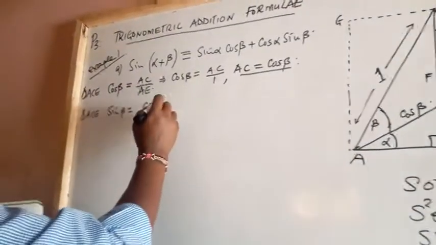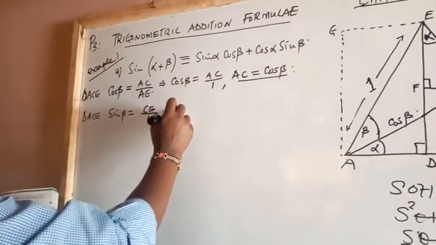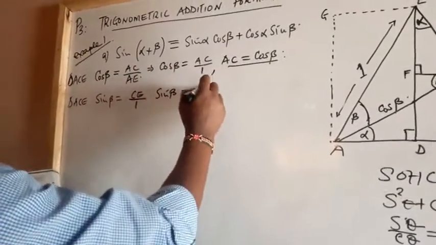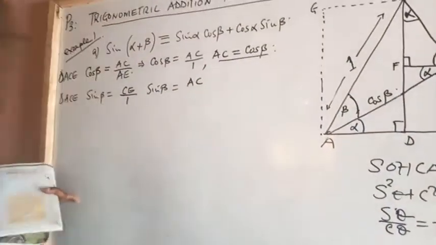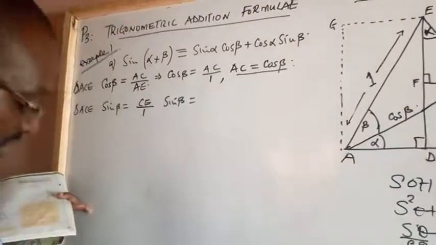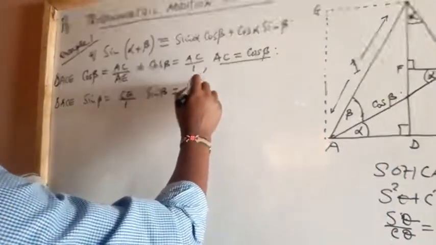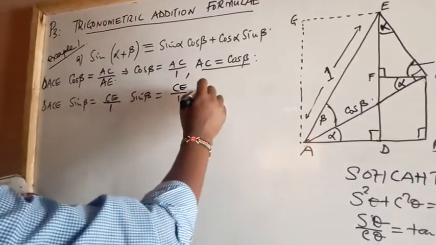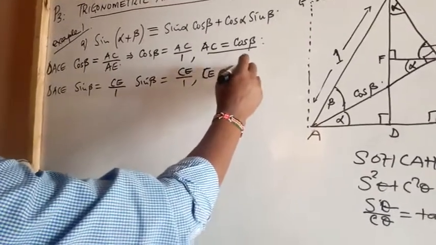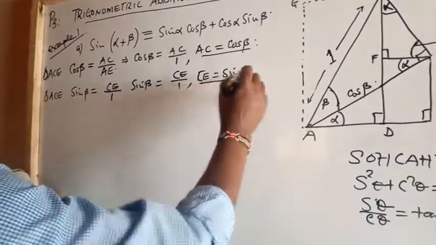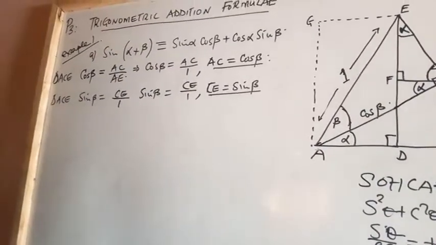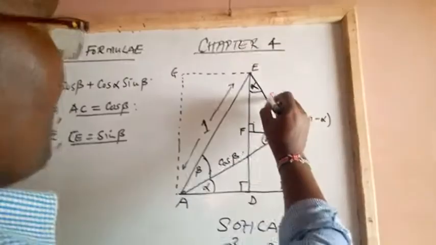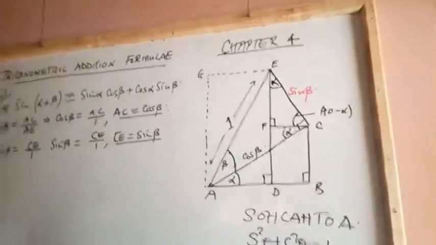That gives us that the sine of beta, according to what we have known, is CE over 1. If we cross multiply, we make CE the subject of the formula, which is simply sine beta times 1. Underline that. We can even give that line a name and call it sine beta.